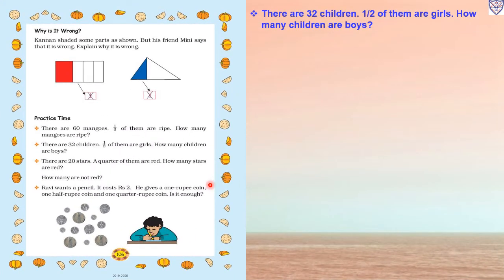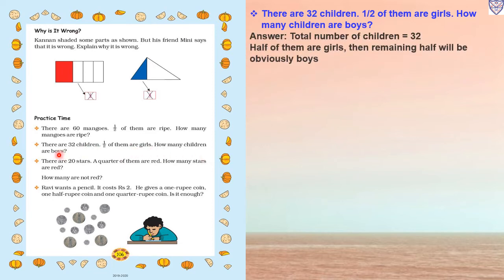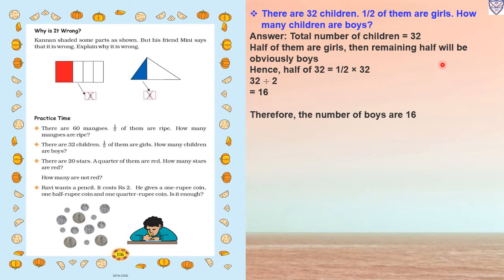Now next question, there are 32 children, half of them are girls. How many children are boys? So total 32 children and half of them are girls. So obviously half are boys. So 32 divided by 2, half multiplied by 32. Okay, so 2 ones are 2. So 3 minus 2 we will get 1 and 2 we will carry down, it will become 12. So 2 6s are 12. So 16. Therefore the number of boys is 16.